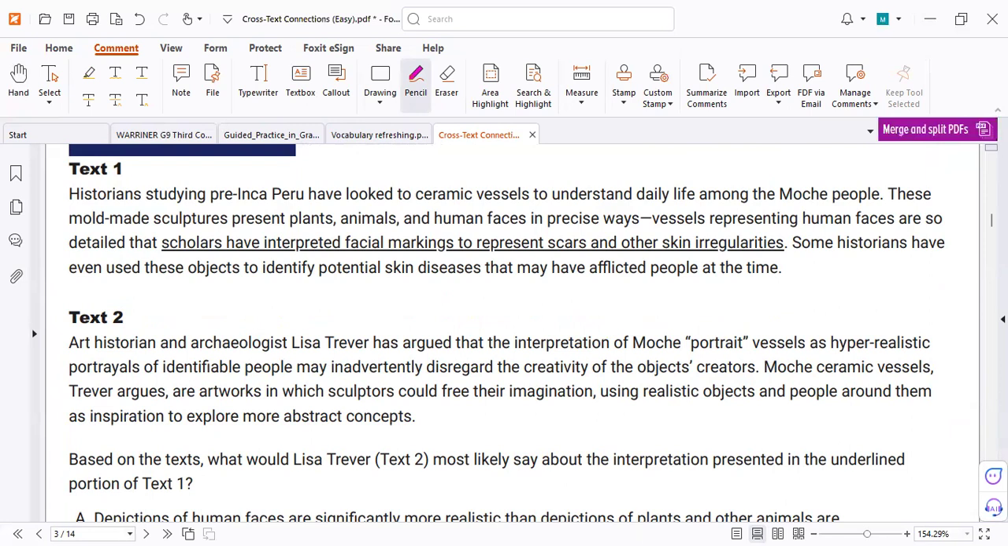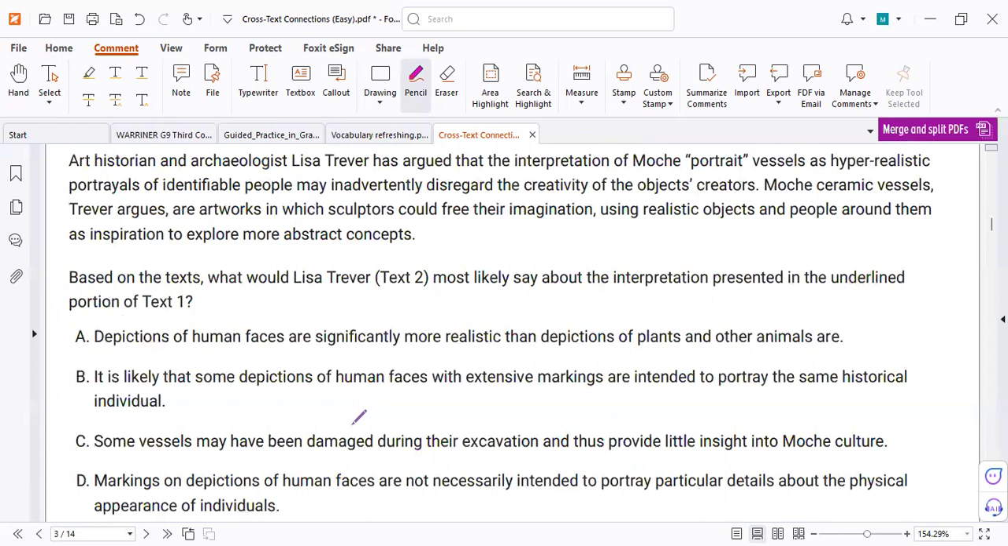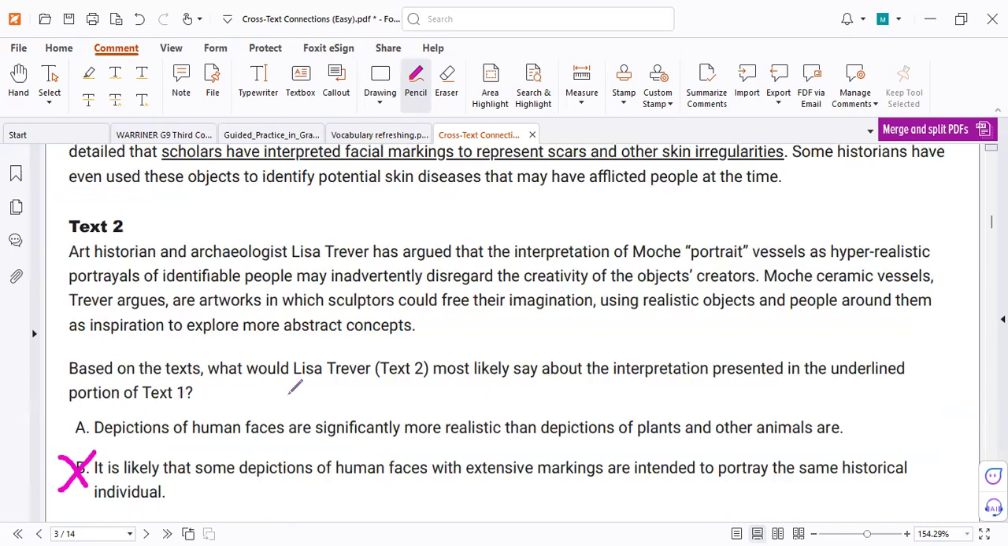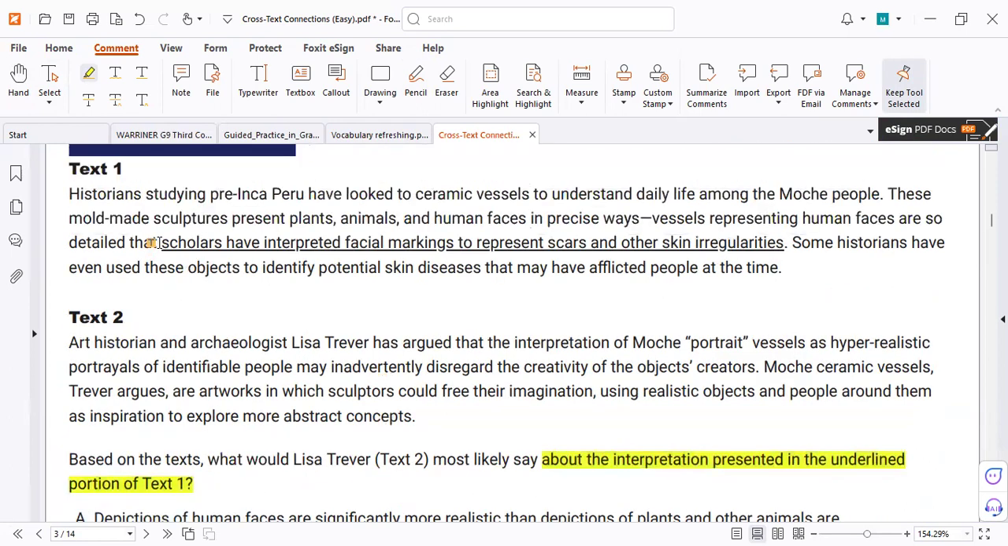The answer is B. The answer is left. Yeah, second answer. Yes. A second answer. No, my dear friend. Let's check it again. Remember, this question is specific. What would the lazy driver most likely say about the interpretation present in the underlined? So what did she say about the underlined only, not all the text? Let's read again. Come on.